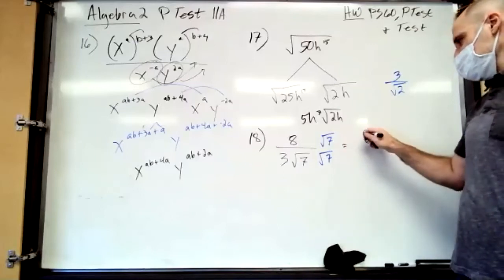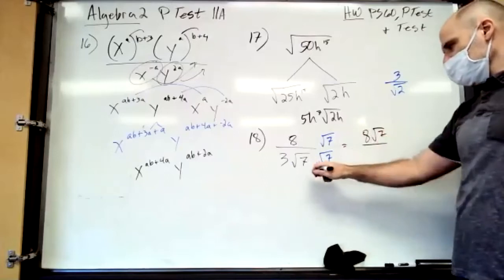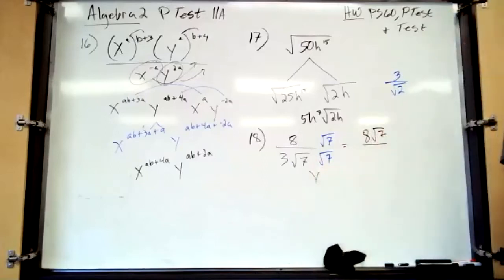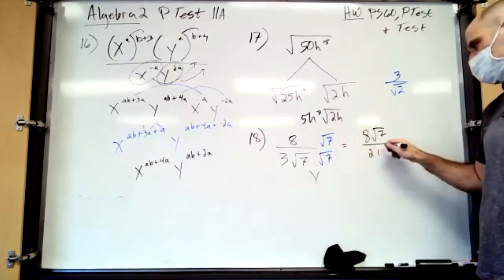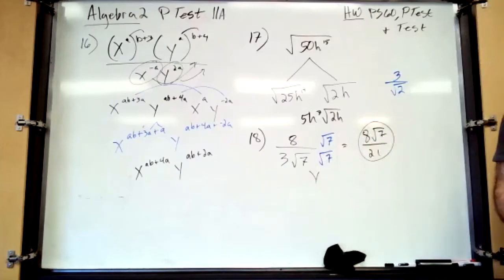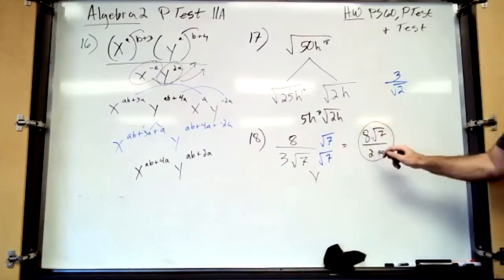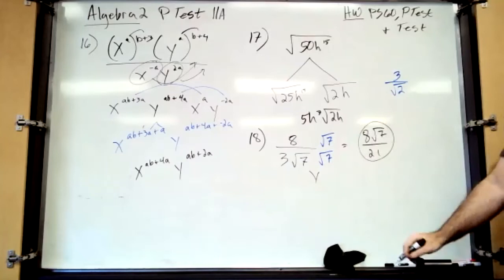So you get 8 radical 7 over, what does this equal? What's radical 7 times radical 7? 7. 3 times 7 is 21. You're done. Okay, see if you can reduce 8 and 21. You can't, so you're done.